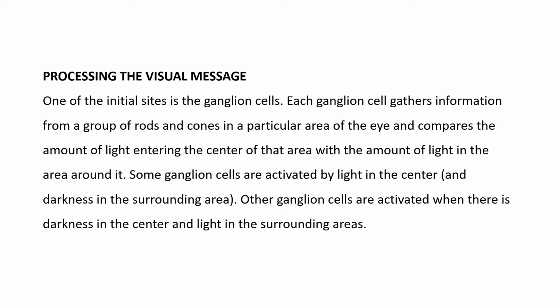Processing of the visual message begins at the ganglion cells. Each ganglion cell gathers information from a group of rods and cones in a particular area of the eye and compares the amount of light entering the center of that area with the amount of light in the areas around it. Some ganglion cells are activated by light in the center. The other ganglion cells are activated when there is darkness in the center and light in the surrounding areas.